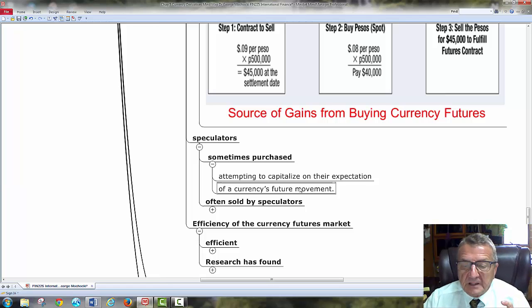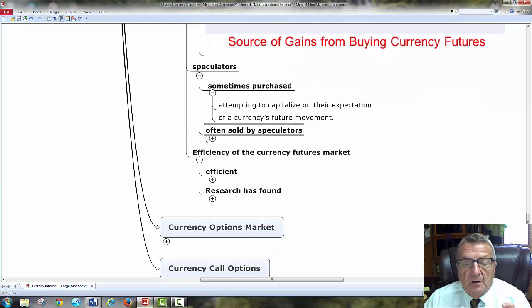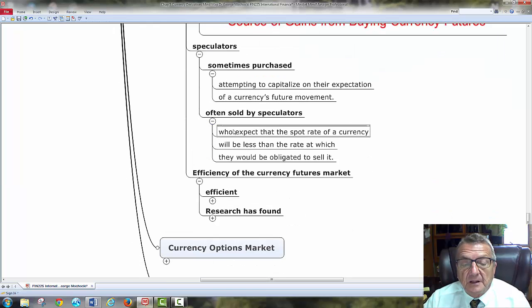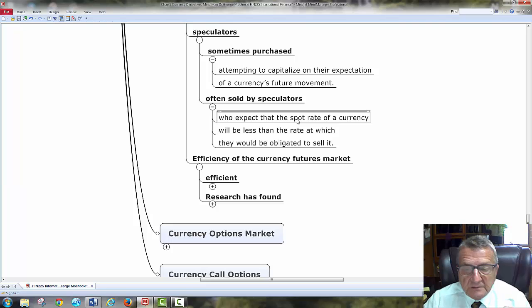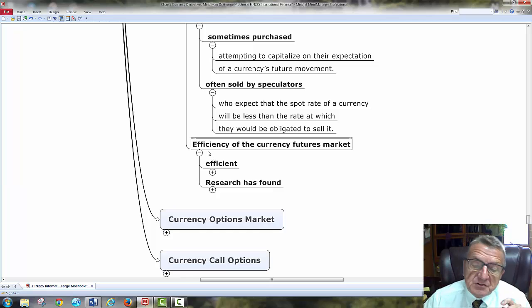Okay, so speculators attempt to capitalize on their expectation, often selling futures when they expect that the spot rate of a currency will be less than the rate at which they will be obligated to sell it. Right? They want to make some money on that. Now, efficiency of the currency futures market. Remember, this is management, finance, and chief finance. How effective or efficient is the currency futures market?